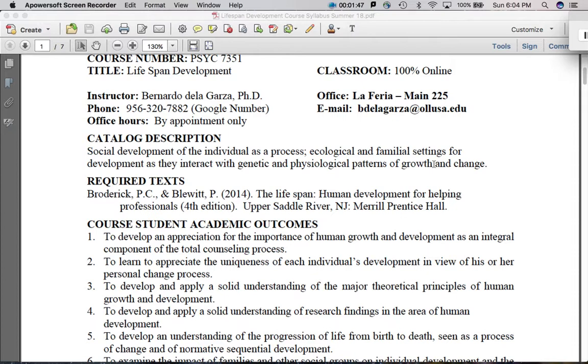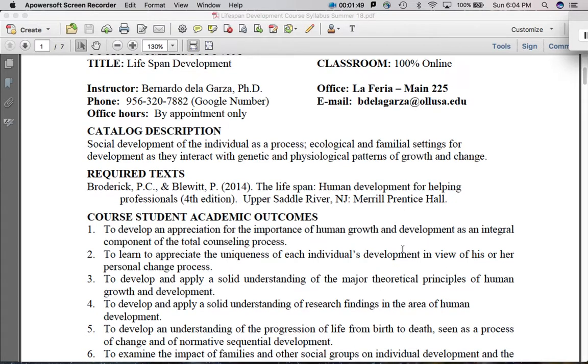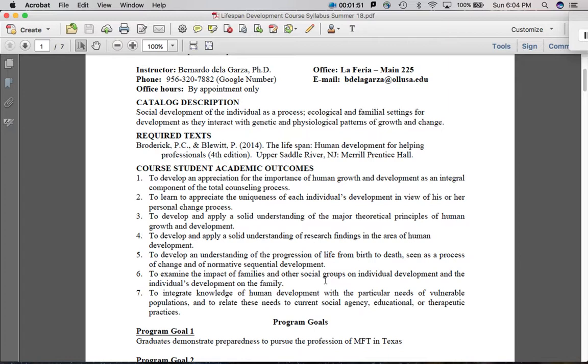Now, in terms of the course, what are the specific outcomes that we have? Well, number one, we want to have an appreciation for the importance of human growth and development as an integral component of the total counseling process. Number two, to learn and appreciate the uniqueness of each individual's development in view of his or her personal change processes. We also want to develop and apply a solid understanding of major theoretical principles of human growth and development, and to develop and apply a solid understanding of research findings in the area of human development.